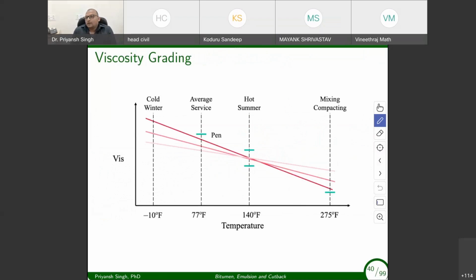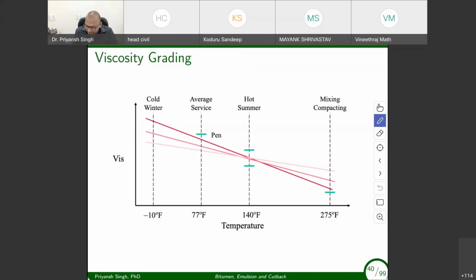Now, we have seen all the tests that we have done at different temperatures or at different aging levels for viscosity grading. Now, what's the problem? Is everything fine, or do we still have some problem with viscosity grading? Viscosity grading was introduced keeping in mind the problems associated with the penetration grading system. Now, if we have introduced the viscosity grading, again, there are certain issues.